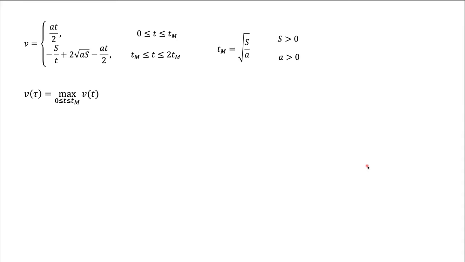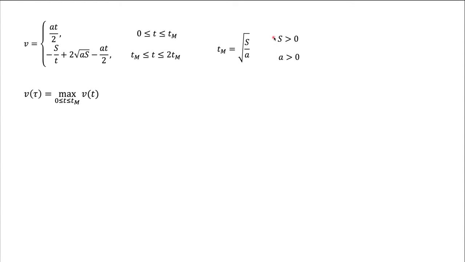Let's look at another example. And here we have a function v, that's a function of argument t, and that function is defined piecewise, which means that instead of having one formula for a whole range of t, we will have several different formulas for different ranges. Now in this particular case there are 2 ranges. One range is when t is between 0 and tm. In this case the function is at over 2. It's a linear function of t. And another range is when t is between tm and 2tm. In this case the formula is more complicated.